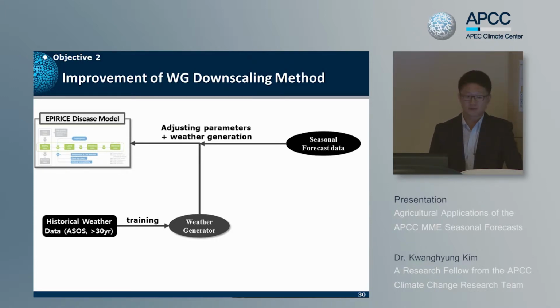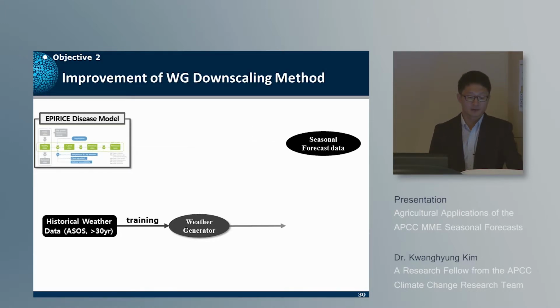If the seasonal forecast tells 26 degrees Celsius for the next month, then the crop model should have 26 degree monthly mean temperature as an input. That's what we said. Not just a bunch of weather generator synthesized, probabilistic weather data. So we introduced this best fit sampling method.